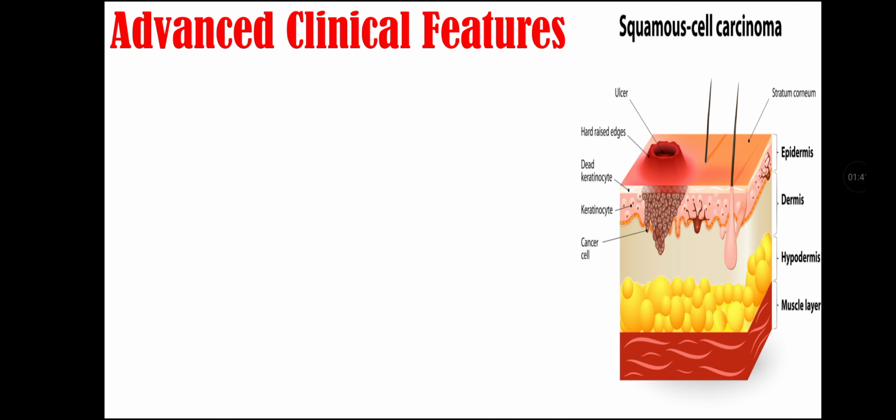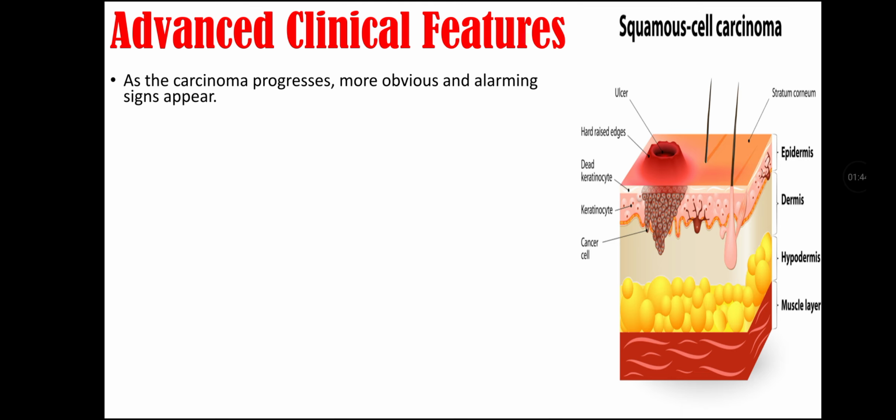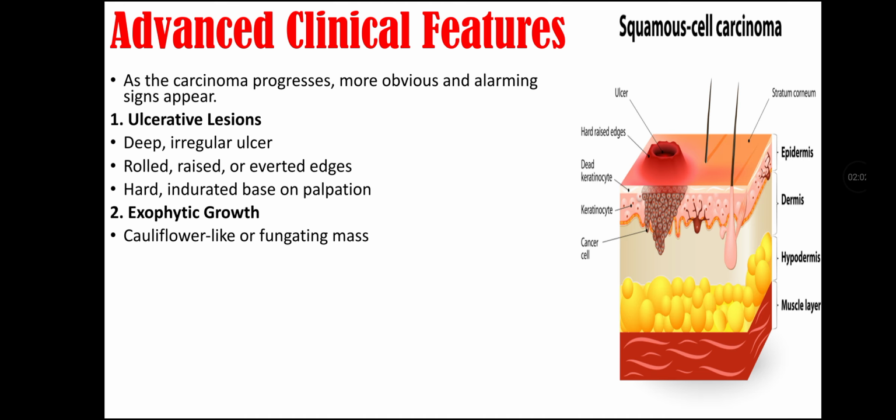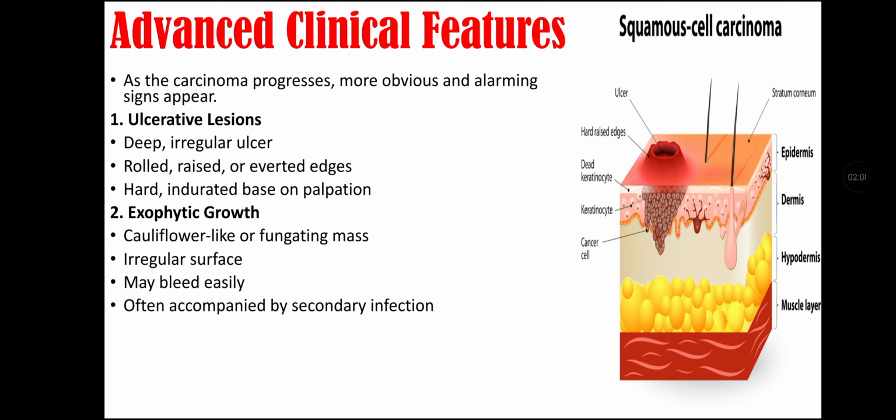Advanced clinical features of squamous cell carcinoma. As the carcinoma progresses, more obvious and alarming signs appear. First, there are ulcerative lesions that are deep, irregular ulcers with rolled, raised, and everted edges. They have a hard, indurated base on palpation. Second sign is exophytic growth, that is a cauliflower-like or fungating mass with irregular surfaces that may bleed easily. It is often accompanied by secondary infection.